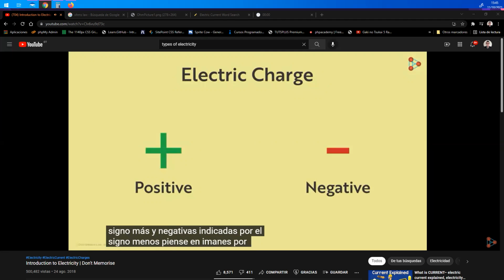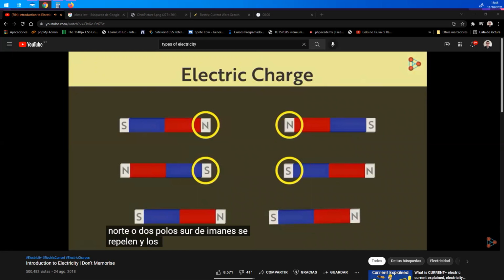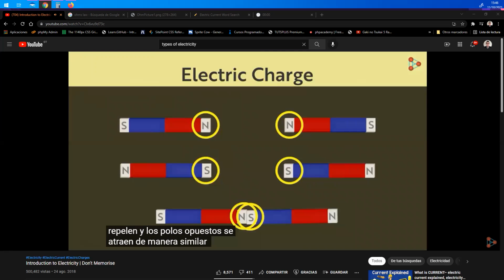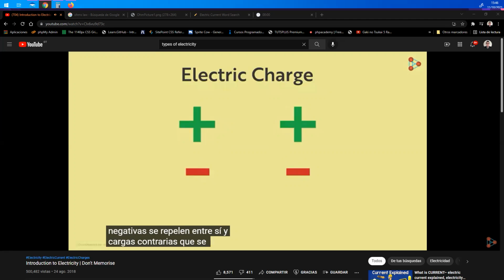Think of magnets for a moment. We know that two like poles, that is, two north or two south poles of magnets, repel each other. And unlike poles attract each other. Similarly, like charges, that is, two positive or two negative ones, repel each other, and unlike charges, that is, a positive and a negative one, attract each other.